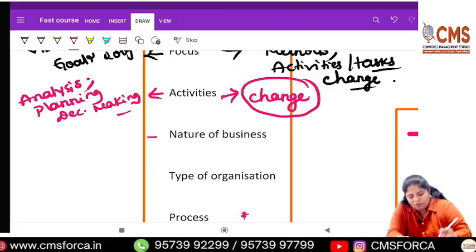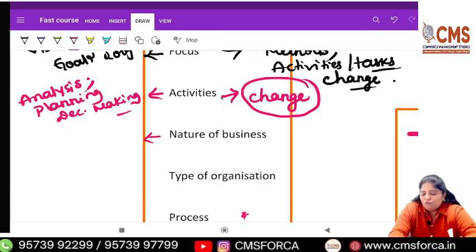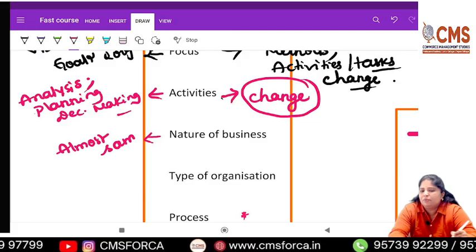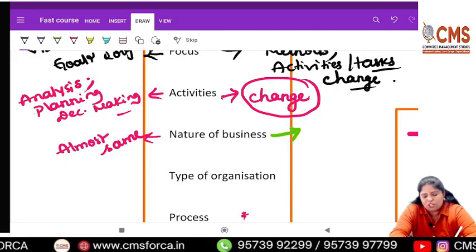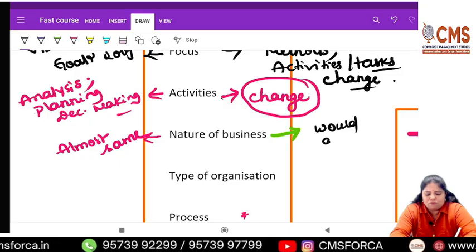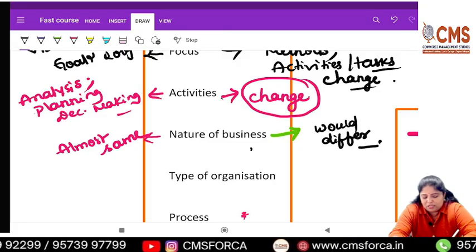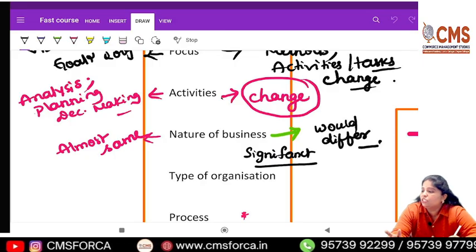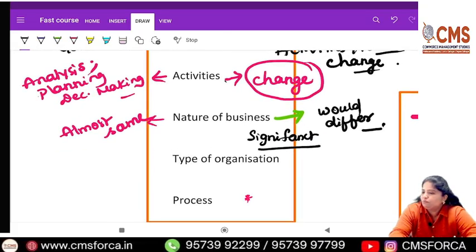Next, let's talk about formulation. Nature of business doesn't matter. Formulation methodologies almost will remain the same. But when it comes to implementation, based on the nature of business, the implementation methodologies would completely differ. In fact, if I'm using the right word, there would be a significant difference in the methods of implementation depending on the nature of business.